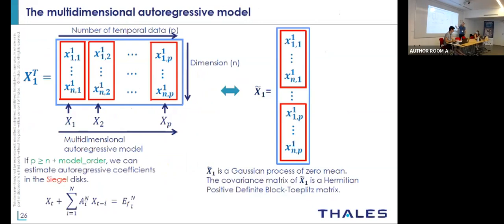If we represent this time series in one large vector, everything in a column, the assumption of stationarity is equivalent to the assumption that this large vector is still a normal distribution with zero mean and Hermitian positive definite covariance matrix. But now this positive definite covariance matrix is block Toeplitz. In the one-dimensional case, I had Toeplitz matrices, and now I have block Toeplitz matrices.